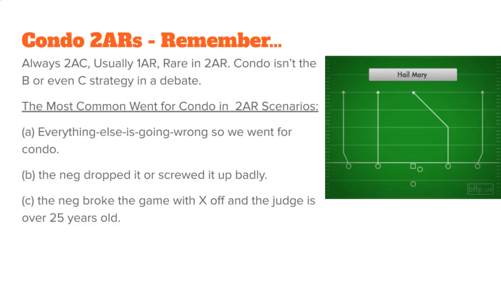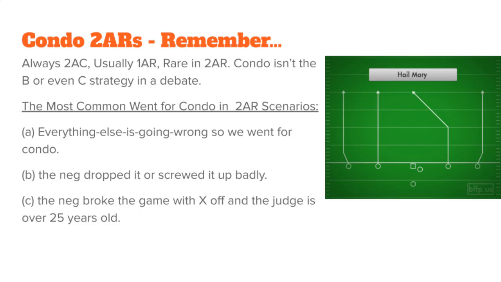The other acceptable condo is, they dropped it or they fundamentally disrespected you by screwing it up so badly. And we've talked about those scenarios where they've spent less time than you did. They've dropped the standard. They dropped weighing, right? They didn't frontline your responses. And so in those scenarios where you just have to call them and say, I'm a better theory debater and go for condo, that is an acceptable condo 2AR.